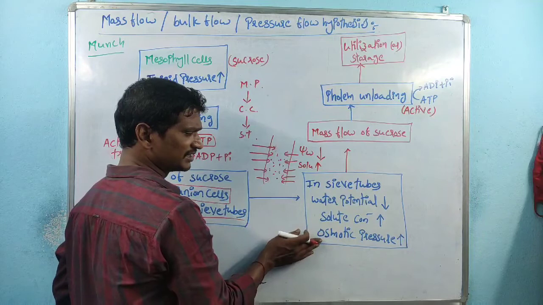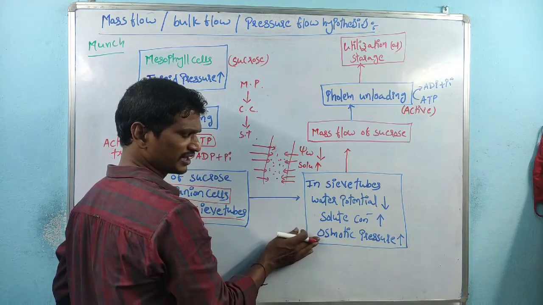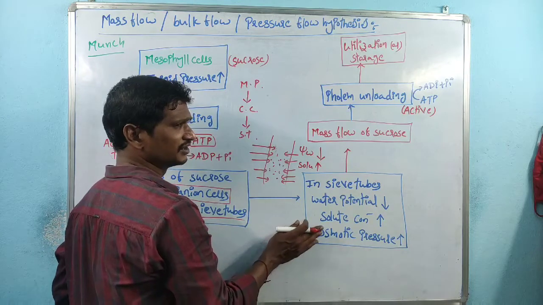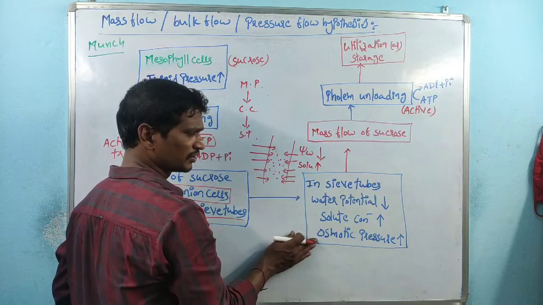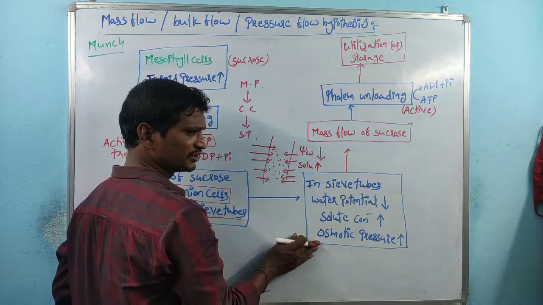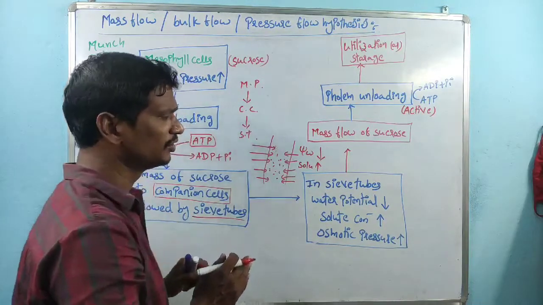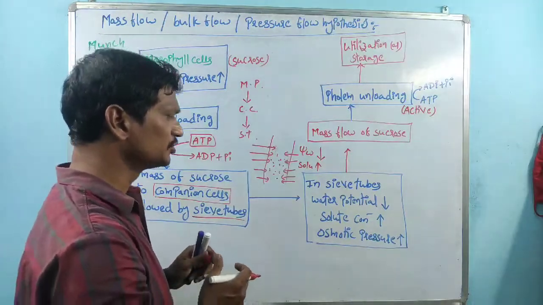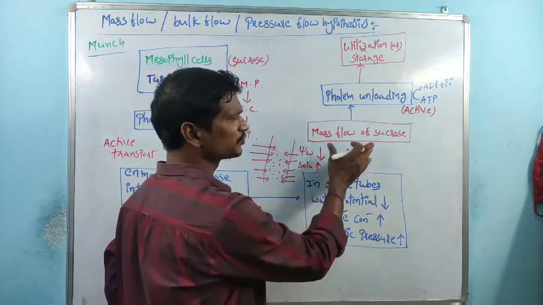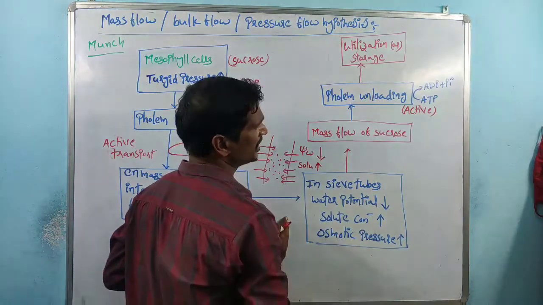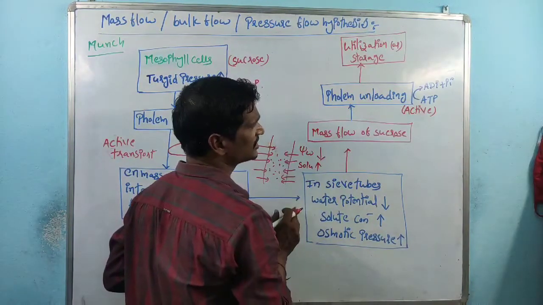Exactly in this region osmotic pressure is high. Always molecules are transported from a high osmotic pressure region to a low osmotic pressure region. So in the presence of water, a mass flow of sucrose takes place and finally reaches the target site.